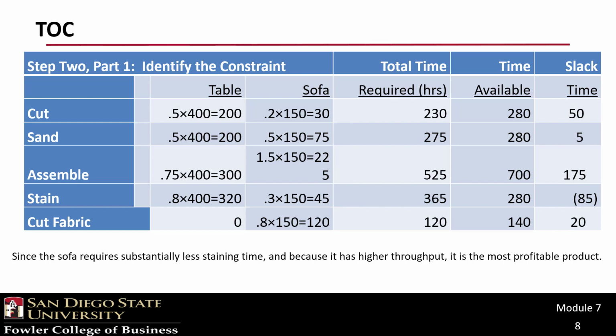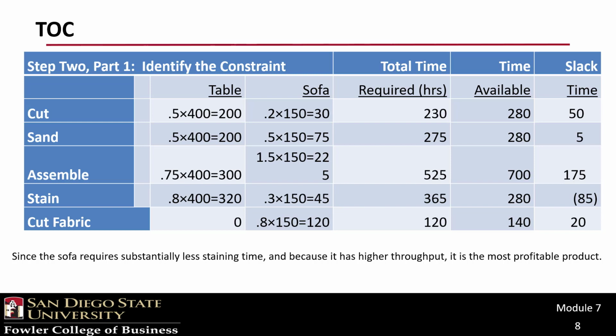In the assembly, recall that the table took 3/4 of an hour times 400, that's 300 hours. The sofa took longer, it took an hour and a half for each assembly. But only 150 units, so that's 225 hours required for the sofa. So my required hours, 525, I have available 700, so I have slack time in that department as well.